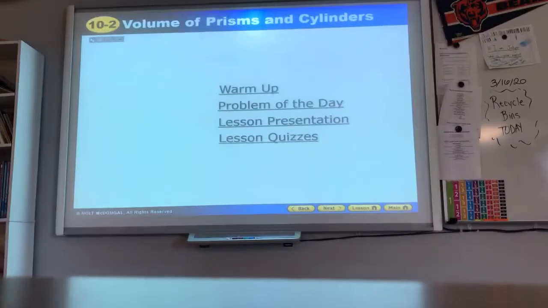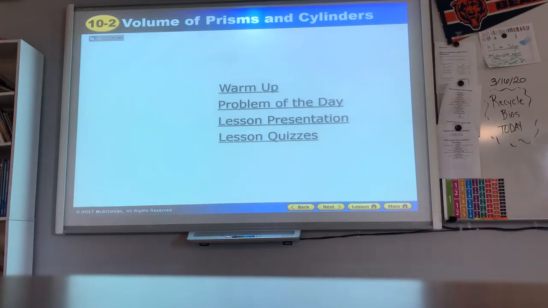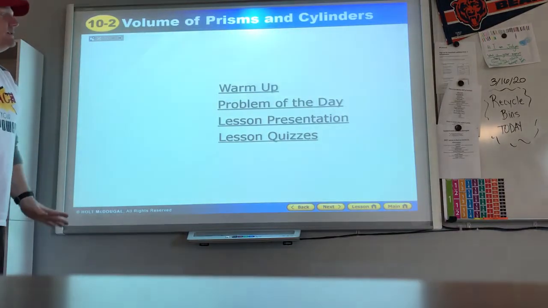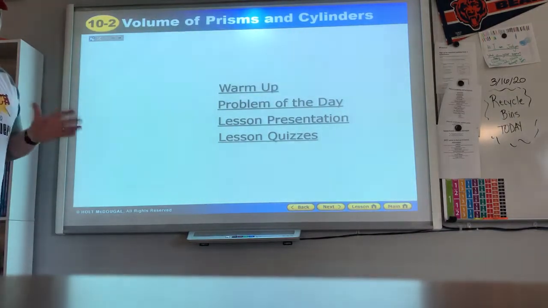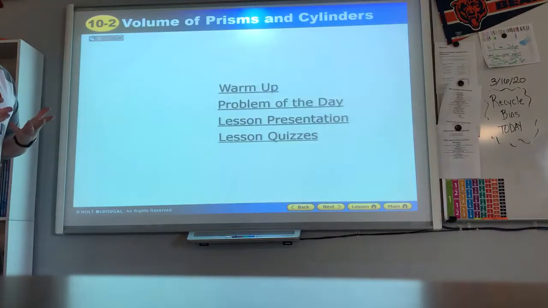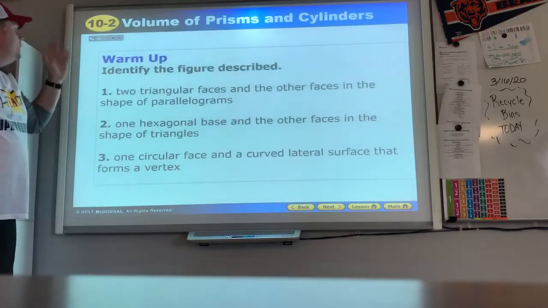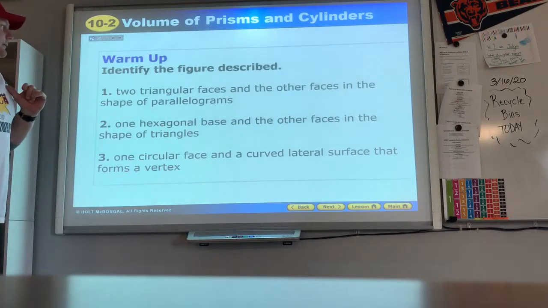Welcome, 7th grade. Today we do volume of prisms and cylinders. This is probably one of the easier ones that we'll do for this section, and it literally is just following the instructions we give, and it's going to be 2 steps, and then you're done. Identify the figures described.